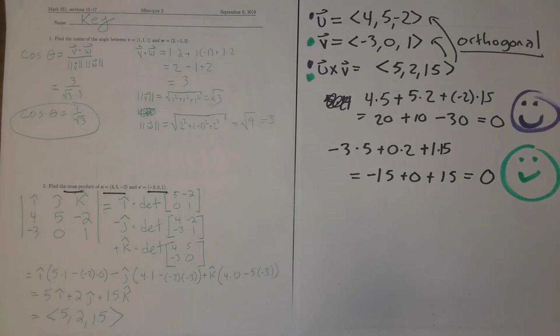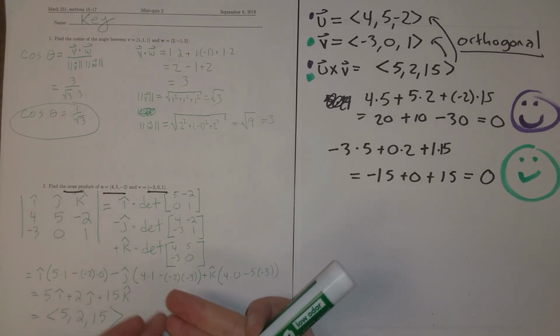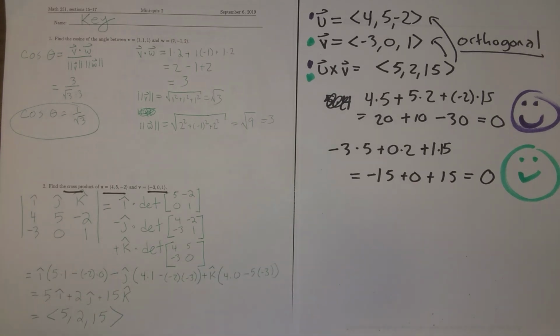Hooray. If you didn't get 0 for one of those, that would be strongly suggestive that something has gone wrong, either in your dot product calculation or more likely in your cross product calculation. Accordingly, you should go back, check your work, and see if you can patch that up.